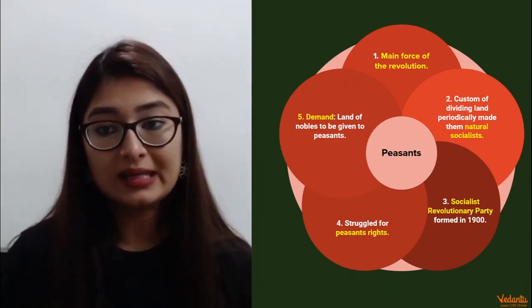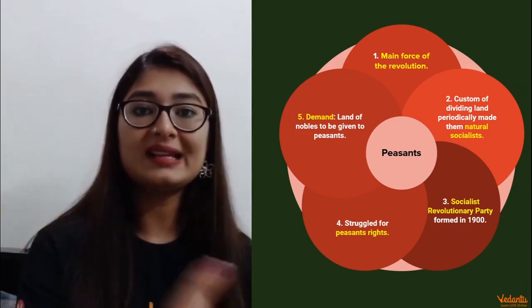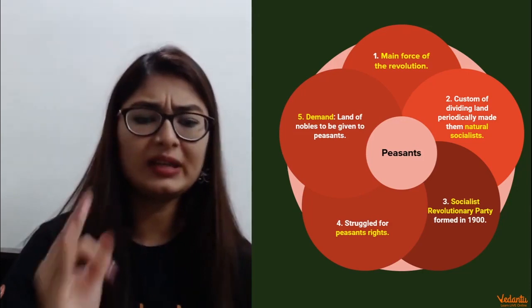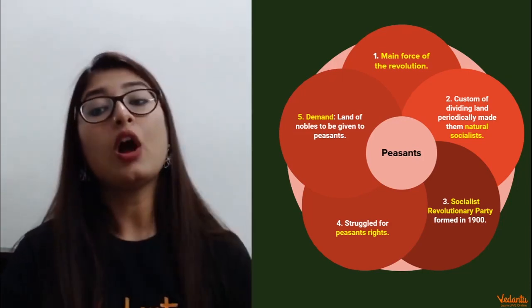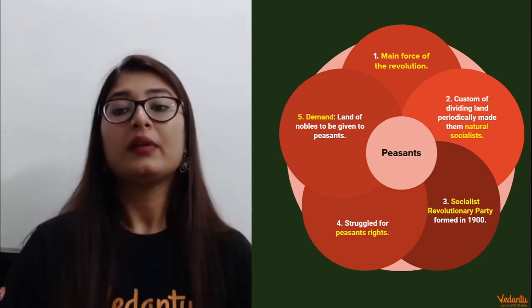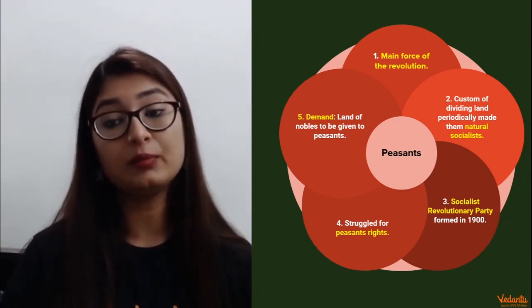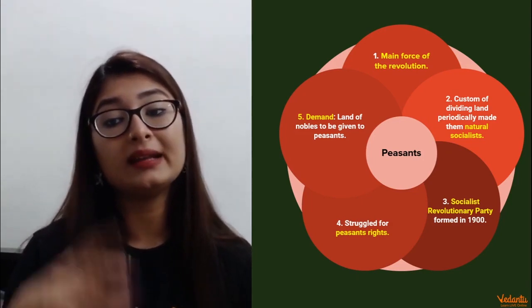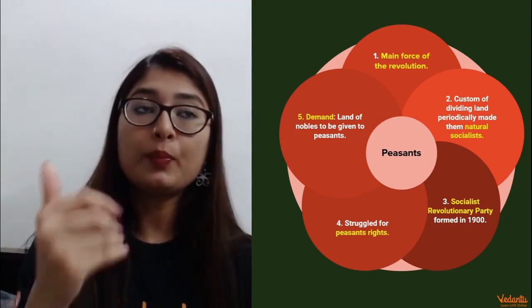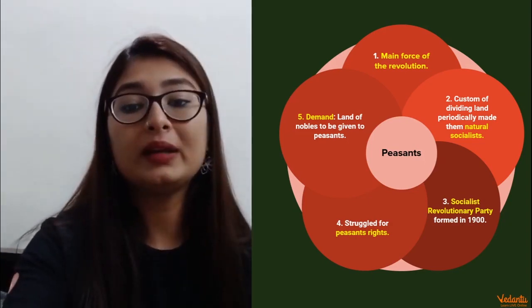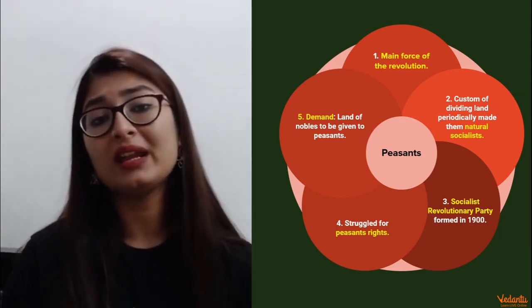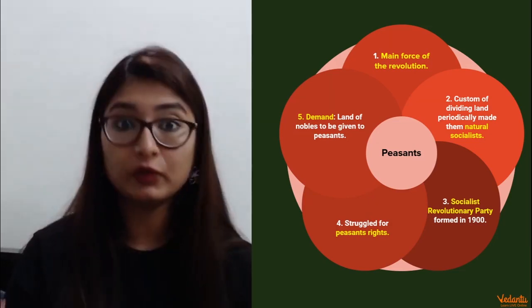the major reason was that all of these lands were owned by the nobility, and that is something they were absolutely against, correct? Apart from that, they had started asking the Tsar to divide the land periodically, nationalize it, take the lands away from the nobility and give them to the peasants. That's what they wanted, okay? And they were struggling very hard for their rights to be fulfilled.